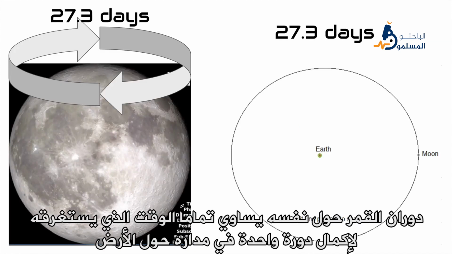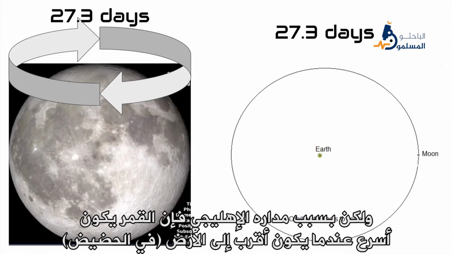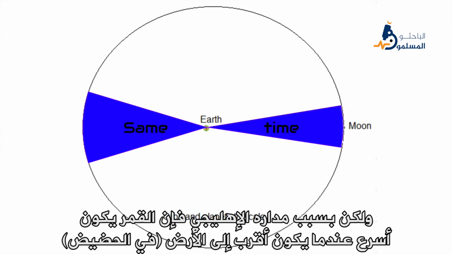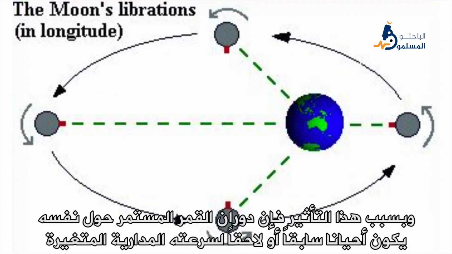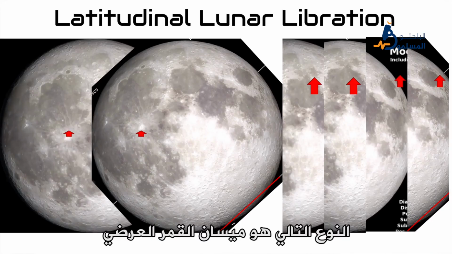The moon's rotation does perfectly match the amount of time it takes to orbit once, but with the elliptical orbit, the moon moves faster when it is closer to Earth and slower when it is further away. With this effect, the mostly constant rotation of the moon can lag behind or in front of its changing orbital speed. Next is latitudinal lunar libration.